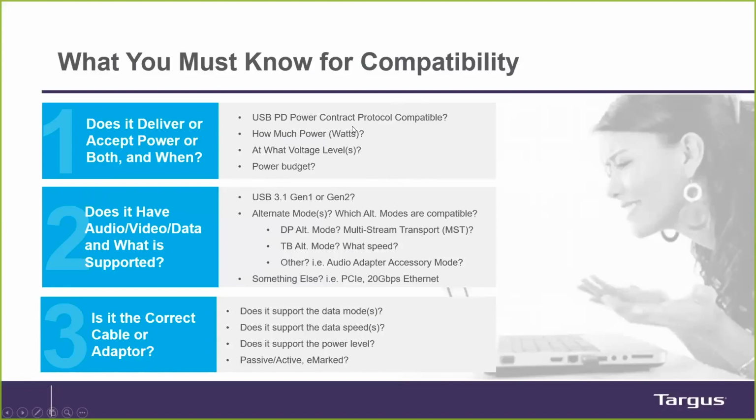Like I said, there's still a lot of confusion on just what USB alternate mode or USB-C means. But you've got to dig deep here, consult with your vendors, call us, we'll help you with that. Does it have audio, video, data, and what is supported? Is it USB 3.1 Gen 1 or Gen 2 that uses a compression algorithm for video from companies like DisplayLink, Silicon Motion, J5 Create, etc.? Or is it one of the alternate modes where it's native?